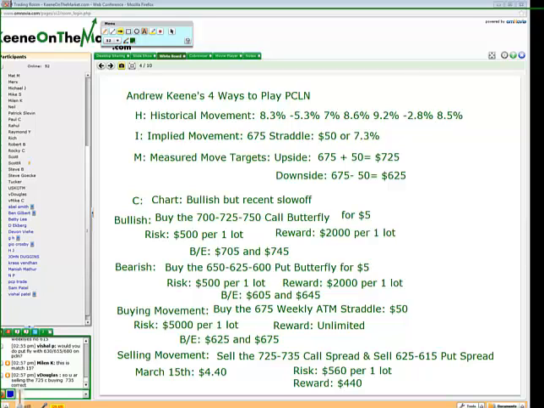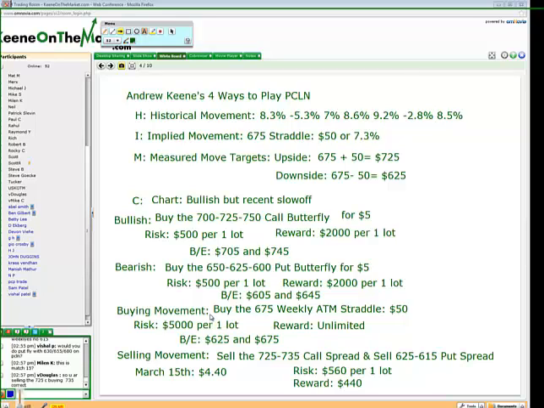So on the call butterfly, I'd be buying the 700s, selling twice the 725s, and then buying the 750s. That's a 4-to-1 reward to risk setup. Number 2, buying the 650 puts, buying the 600 puts, selling twice as many 625 puts. And I just put in these prices. Number 3, buying the at the money straddle for $50, $5,000 for a one lot. I would rather not do this trade.